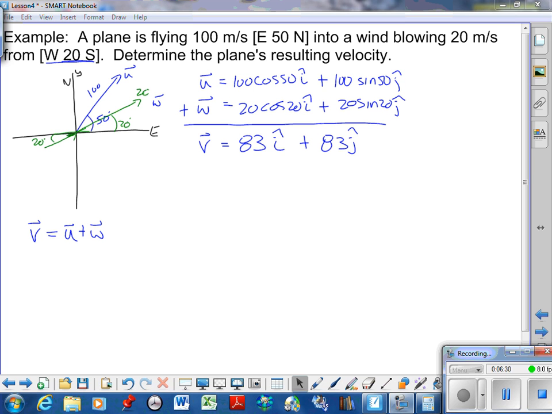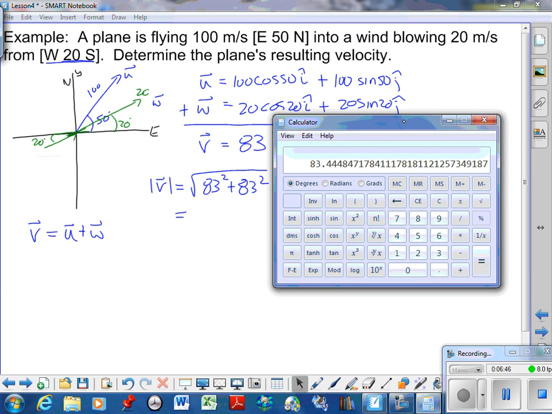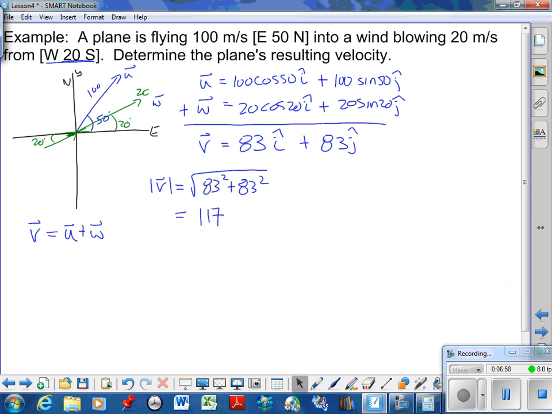So I end up with 83i plus 83j. So the magnitude of the velocity then. How fast is our plane actually traveling? When they set the throttle, they set it at 100 meters per second. If we check that, 83 squared times 2 and square root of it, 117. So the plane, thanks to the wind, actually gains 7 meters per second. So it's like a tailwind, or it is a tailwind.